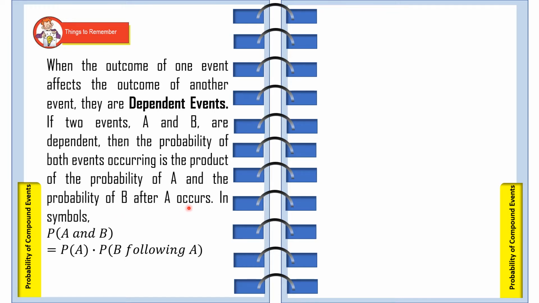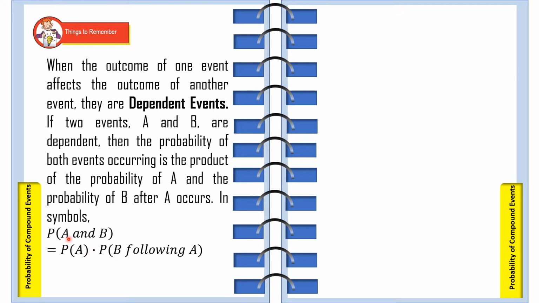So ibig sabihin, yung probability ng ating dependent events ay nakadepende sa given events sa bawat isa. So naapektuhan siya kaya siya dependent, from that word itself, dependent. Nakadepende siya. So pag may nangyari sa adjustment sa first event, maapektuhan, may effect 'yon sa total outcome ng ating probability.